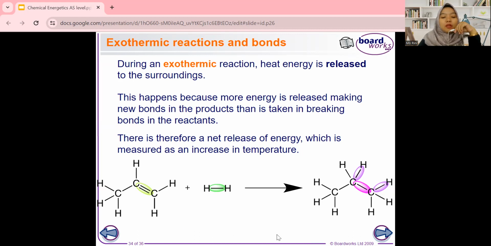So this is a sample reaction. We can see here, before the reaction, we have C double bond with another C, but after the reaction, it becomes a single bond. So there is a bond breaking here, and there is a new bond also formed. So in the product, there is an additional bond between carbon and hydrogen.